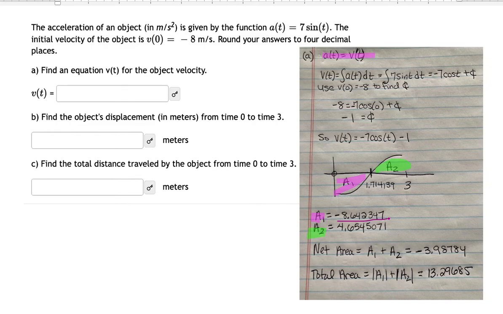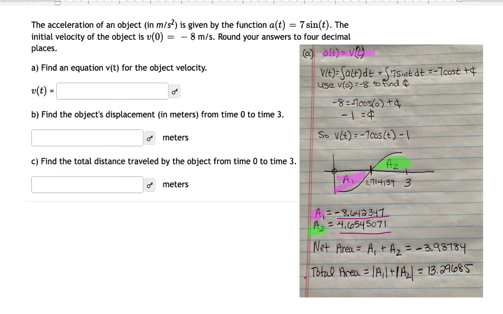Now, to find the area under the graph above the x-axis, we want to integrate from 1.714139 up to 3. That will give us our area 2, in which we would get a positive area, which we should get is 4.6545071. Now, to find the net area, which is part B, the object's displacement, you want to just add these values together. That is where we take into consideration the negatives and the positives.